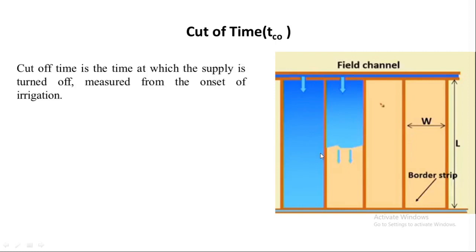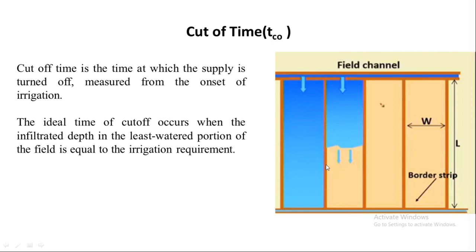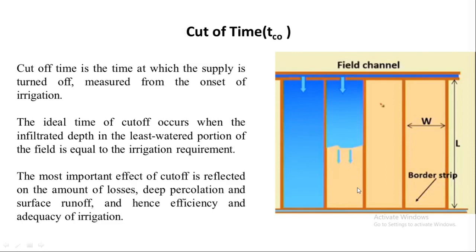Cutoff time. Cutoff time is the time at which supply is turned off, measured from the onset of irrigation. The ideal time of cutoff occurs when the infiltrated depth in the least watered portion of the field is equal to the irrigation requirement. So one has to conduct a number of experiments and then determine the ideal cutoff time so that high efficiency can be achieved. The most important effect of cutoff is reflected on the amount of losses, deep percolation, and surface runoff, and hence efficiency and adequacy of irrigation.